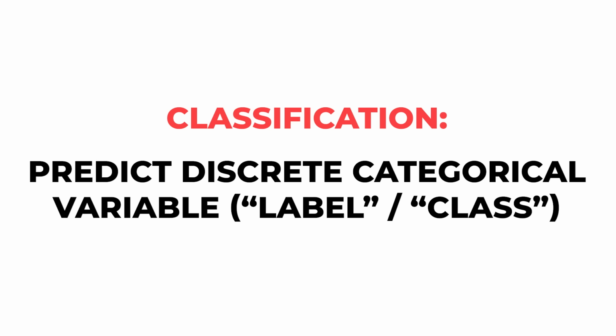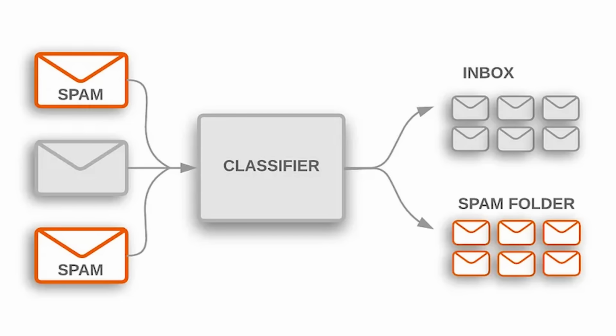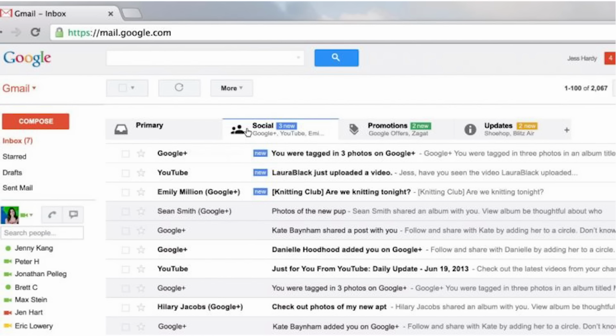In classification, we try to assign a discrete categorical label, also called a class, to a data point. For example, we may want to assign the label spam or no spam to an email based on its content, sender, and so on. But we could also have more than 2 classes, for example, junk, primary, social, promotions, and updates, as Gmail does by default.